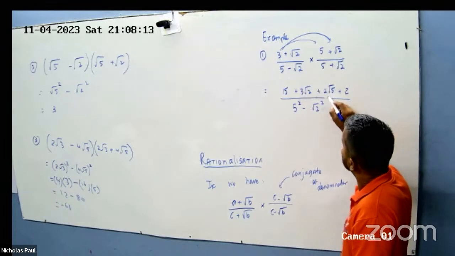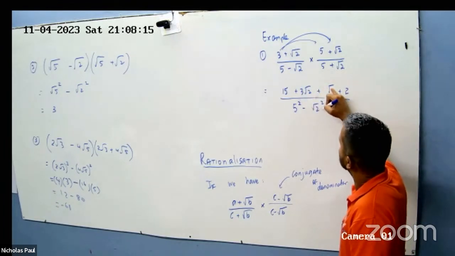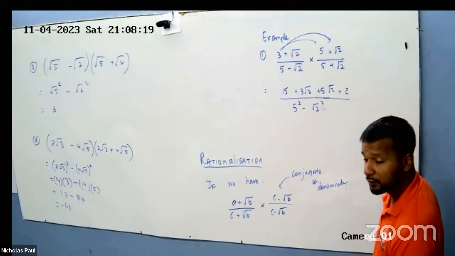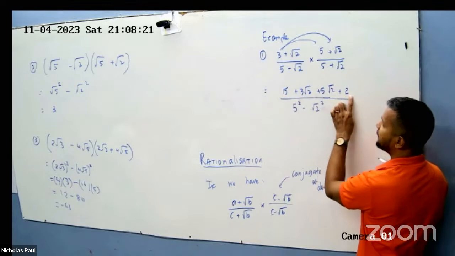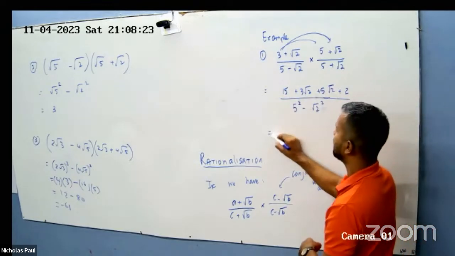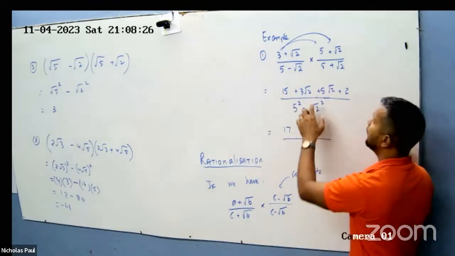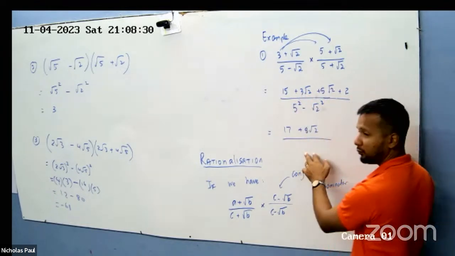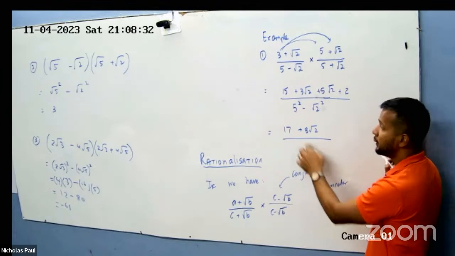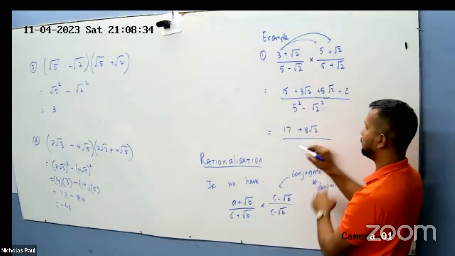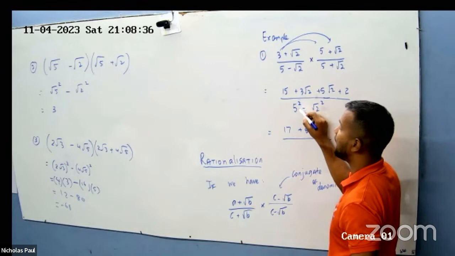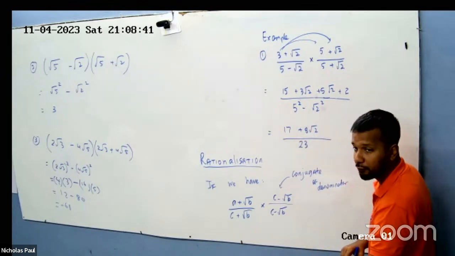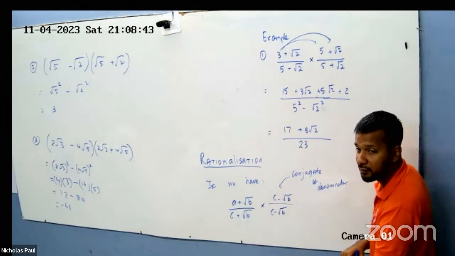5 root 2. And I want to know how to add that. That's okay? Right? 15 plus 2, we can add that. That'll give us 17. 3 plus 5, that'll give us 8. Right? 25 minus 2. 5 squared is 25 minus 2, 23. And you got 2. And it's done.